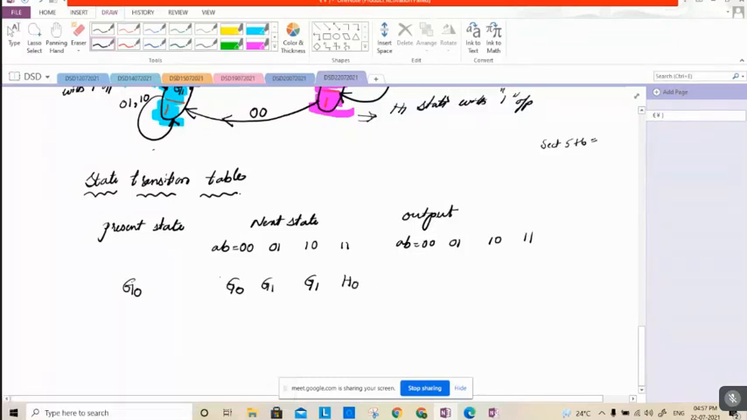Now, understand this clearly. Whenever the state is G naught, output is 0. Output is 0.